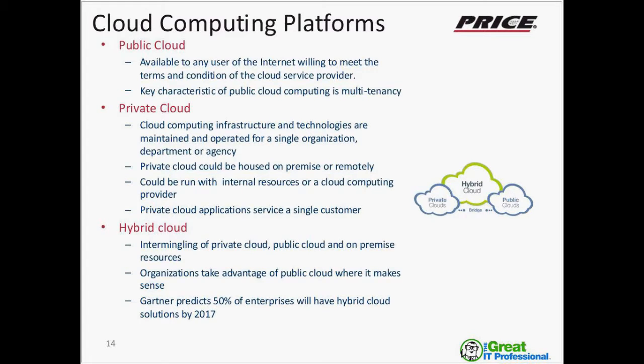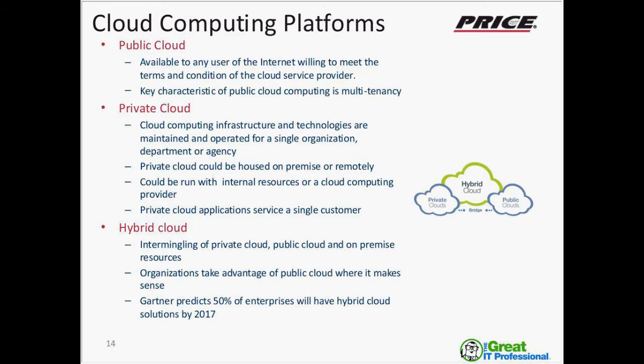And the only people that would have access to a private cloud are those people whom the single customer grants access. A hybrid cloud, which Gartner predicts 50% of all enterprises will have some sort of by the end of 2017. So organizations take advantage of the public cloud in areas where it makes sense, and they intermingle that with some private cloud applications or private cloud instances for things that they want to keep on premise or for things that they don't want to share space, literally or virtually, with other people.